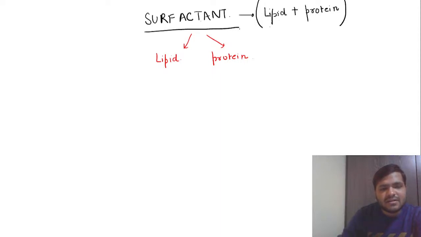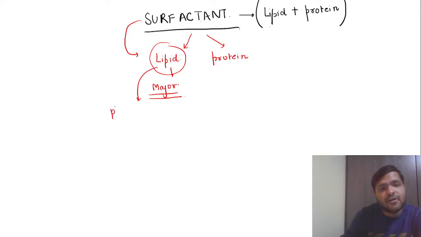So this lipid is basically the major part. The lipid part is the major component in surfactant. And which type of lipid is it? Phospholipid. And which phospholipid, guys?